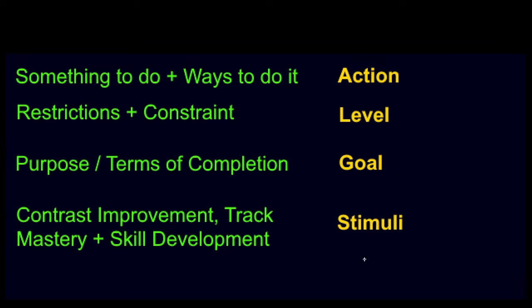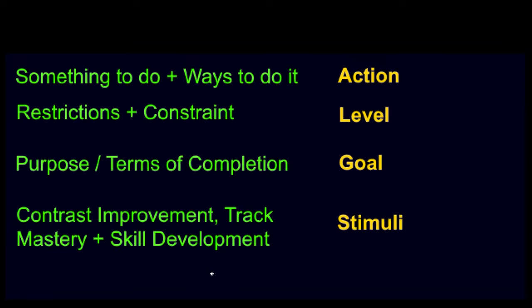Now, next you need to have stimuli, because as you go and complete your goals, you're going to get good at it. And you need to contrast the improvement and track your mastery and skill development. And the way you do this is with a stimulus. So this could possibly be like a timer. That would be a negative stimulus. You would see that ticking down. But as you got better, you'd be able to beat the level with more time on the clock.